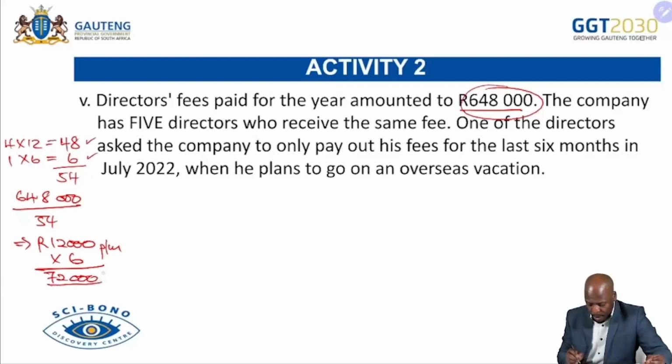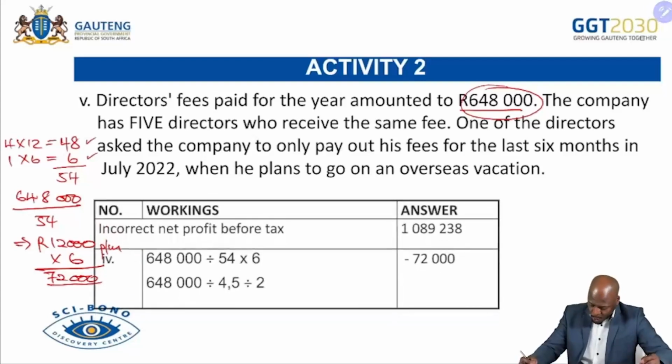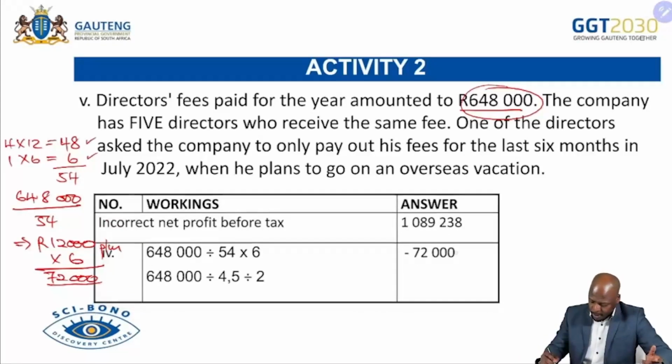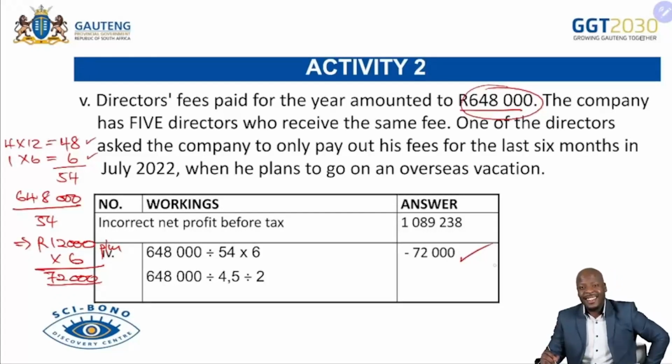72,000. Okay, so this is one way. So this is an expense that has to be recorded. So if you come here, here it is, 72,000. The expense must be recorded. Minus. Why? Because it is an expense. All right. Let's quickly go on to the next aspect.